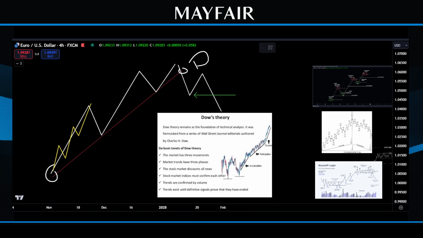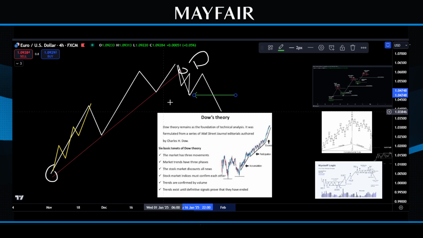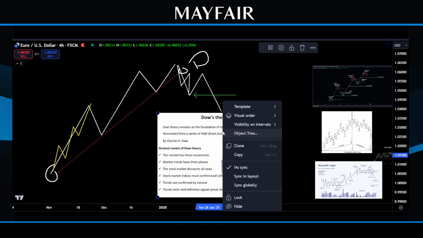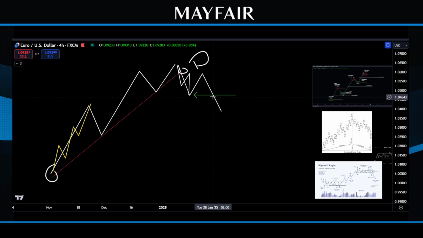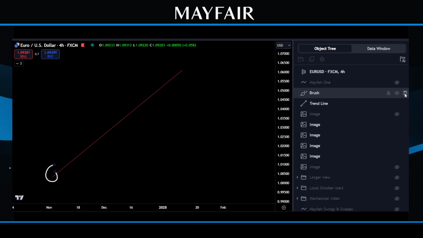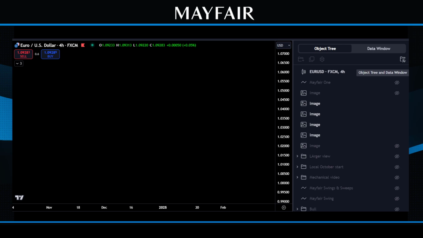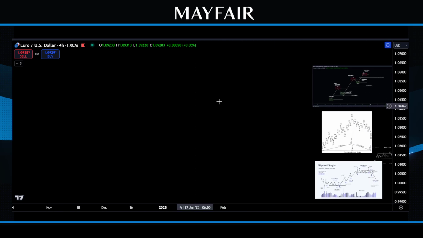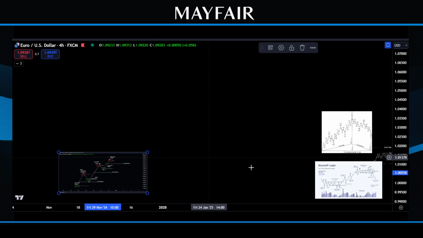Now, inside of that move, we're going to get a 4-hour move like this. You're going to get a 1-hour or a 15-minute move internally, nested. So you can start to see how these things come together. Now, let me get rid of all of these drawings for a second. Let me just make sure I don't tag the image. Here we go. So, next one.